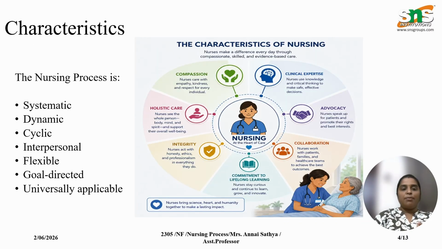So next we are going to see about the characteristics of nursing process. The nursing process has several important characteristics. It is systematic, meaning it follows a logical sequence. It's dynamic because patient needs can change, and it is goal directed, patient centered, and flexible enough to adapt to different healthcare situations. So the characteristics include systematic, dynamic, cyclic, interpersonal, flexible, goal directed, and universally applicable.